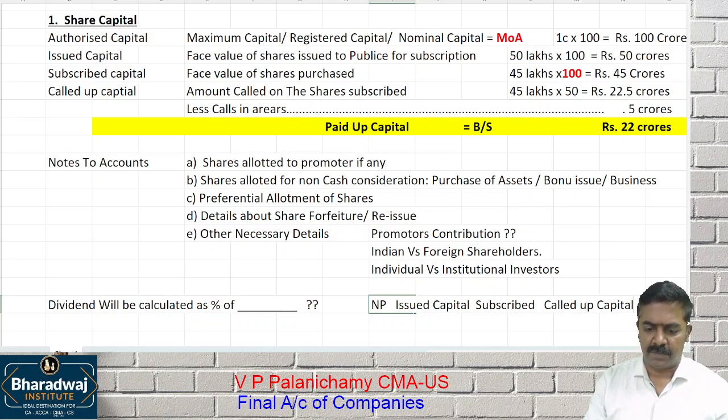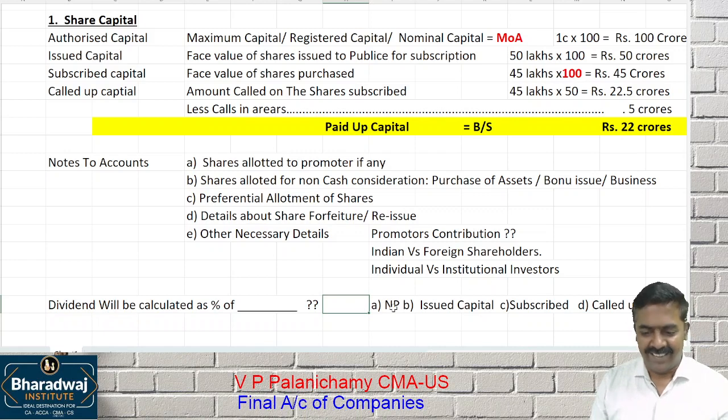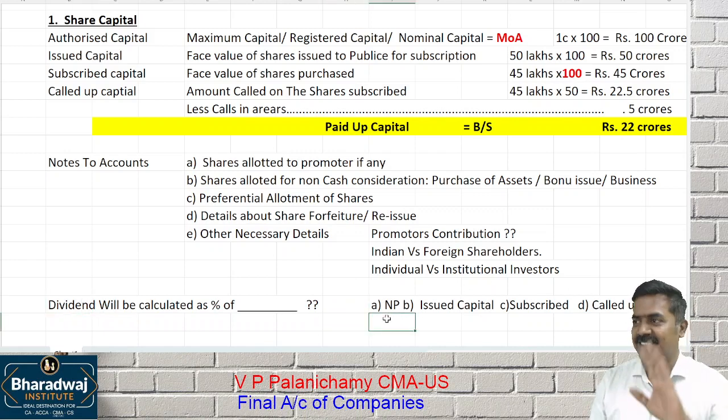They will give you options, a multiple choice question. Will it be worked out as a percentage of net profit, or issued capital, or subscribed capital, or called up capital? When a company is paying dividend to shareholders, on which amount will you apply that percentage? Net profit? Okay, every word is important. The answer is none of these. The answer is E, paid up capital.